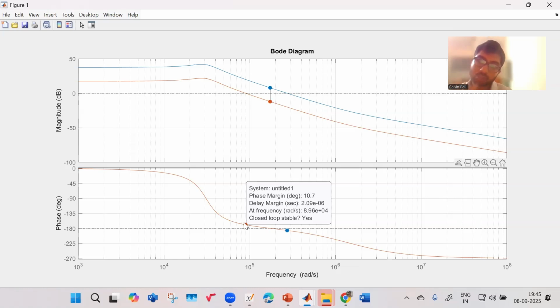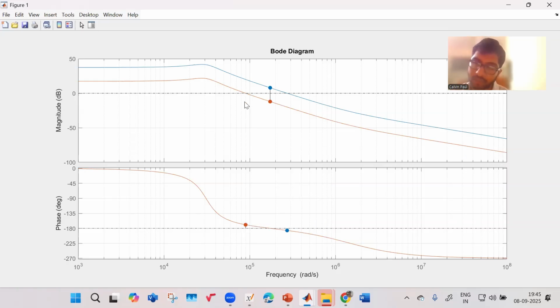When you do your closed loop, what happens is, let us say your frequency is like 8.96 into 10 to the power 4. At this point itself, it is crossing your 0 around this point. So what you try to do is, your controller will try to give a boost to the phase such that it will cross this minus 180 at a later point. And accordingly, you will adjust the gain as well, right? So that adjustment is done by a compensator or controller.